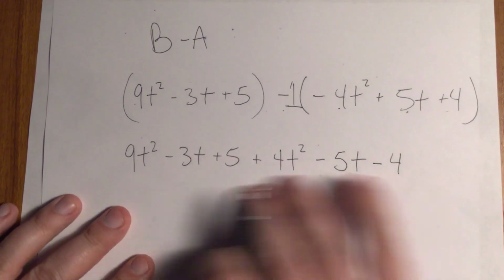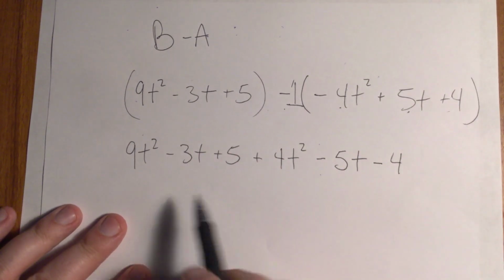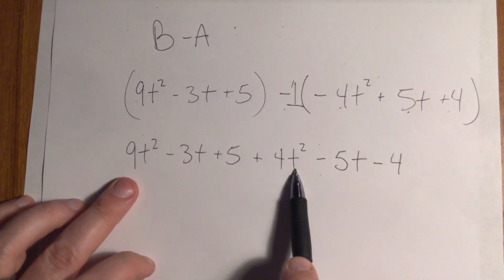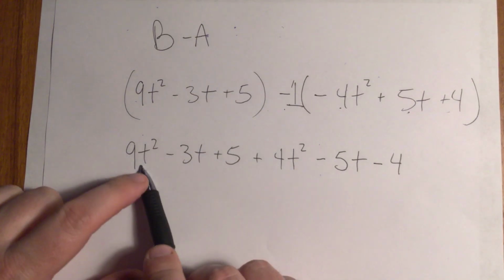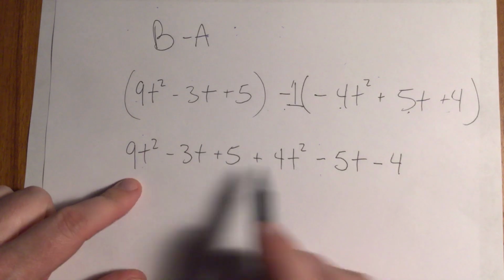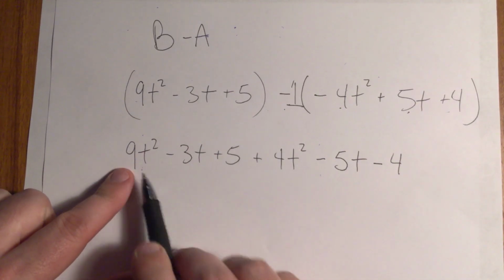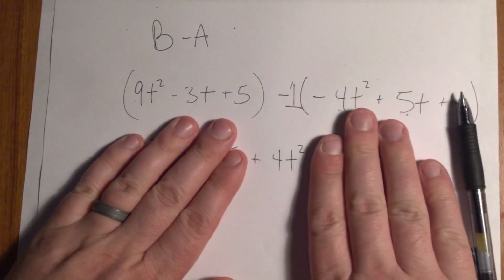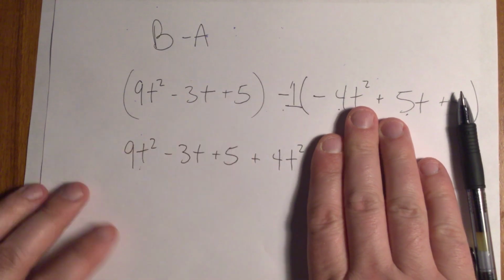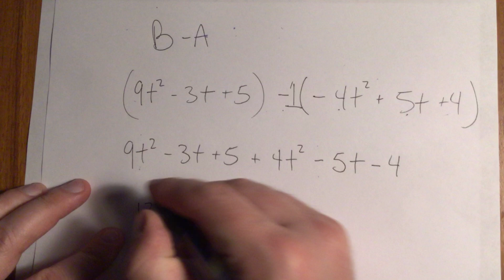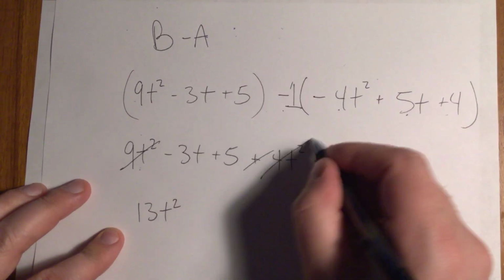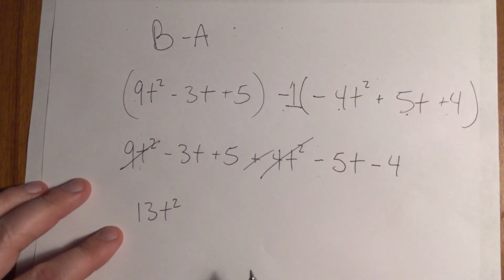So the way that I do it is I have it all written out like this, and I'm going to start with my larger terms first. So I have these t squared terms. I'm going to do these. So this is 9t squared, and then this is plus 4t squared. So I'm going to do 9t squared plus 4t squared. That's 13t squared.